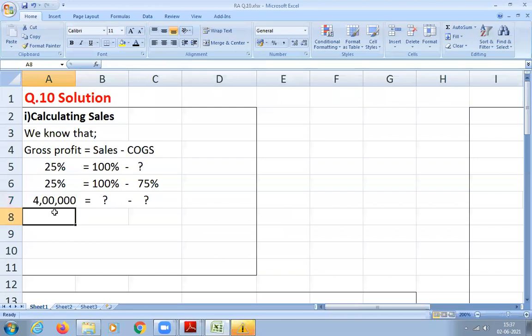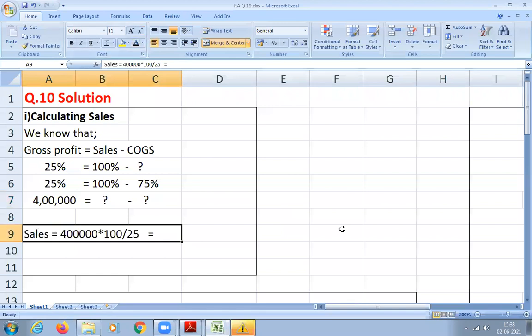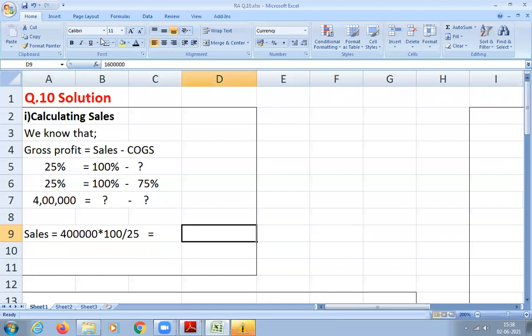To get sales, what do you have to cross multiply? Divided by 25. 4 lakh into 100, divided by 25. So please calculate, students, how much you'll get? 16 lakhs. 16 lakhs. All of you got it? Yes, sir.